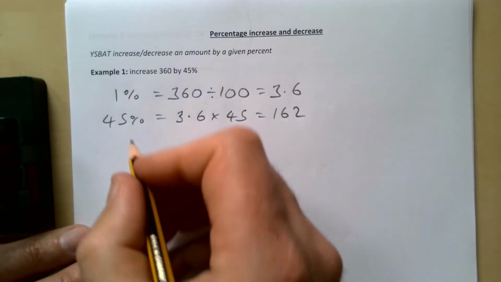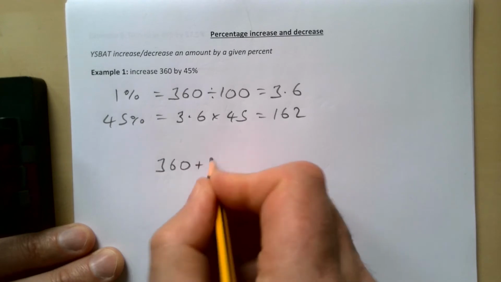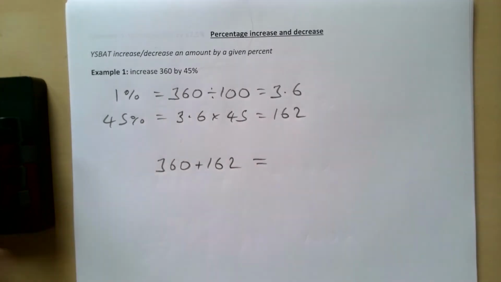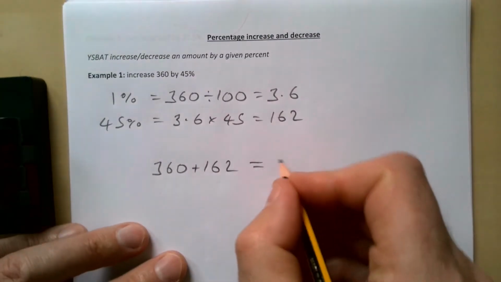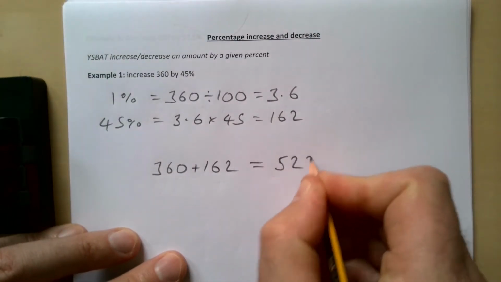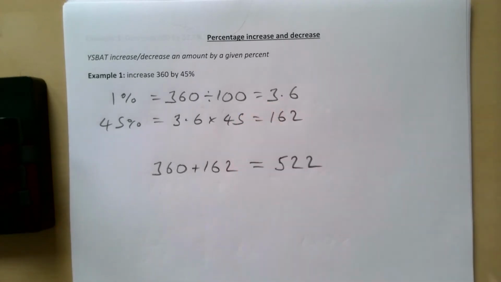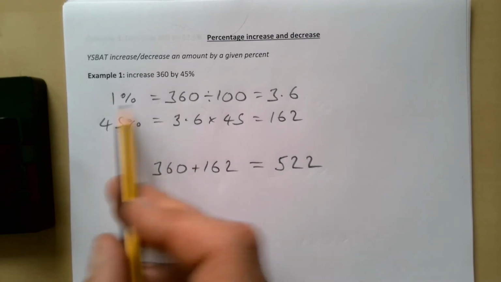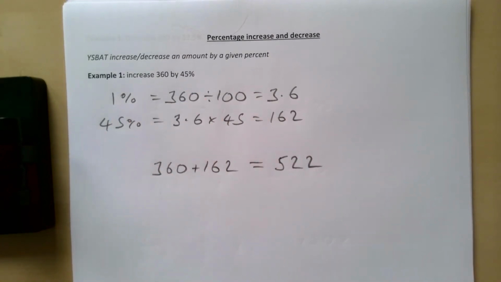And if we increase, so then we have to do 360 plus 162. And that gives me then 522. Now there are other ways of doing this. There are quicker ways of doing it and you can do it in just one line, but I like this method. Find 1%, find 45% and then add it on. That's nice and clear, I would think.